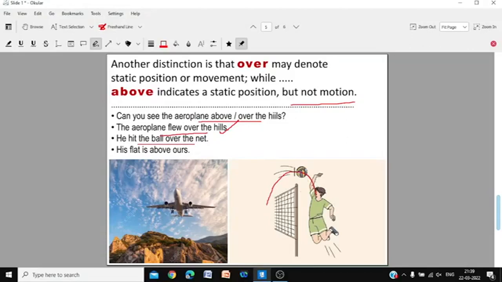The ball is moving. His flat is above ours because the flat is not moving. So a thing which is not moving and a thing which is moving. So over may be used both when they are moving or when they are not moving, but above indicates only a static position and not motion.